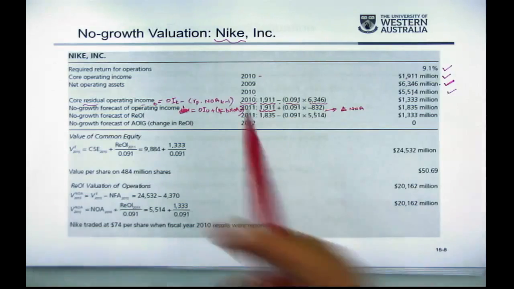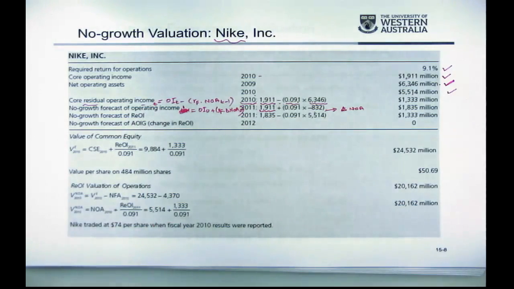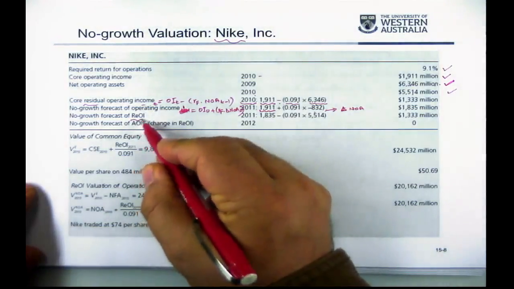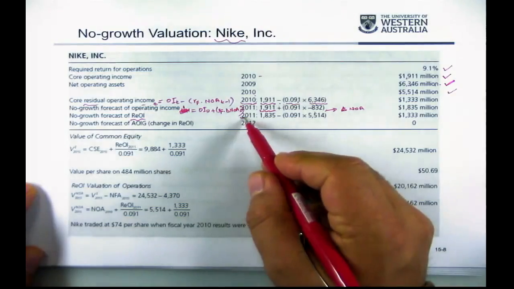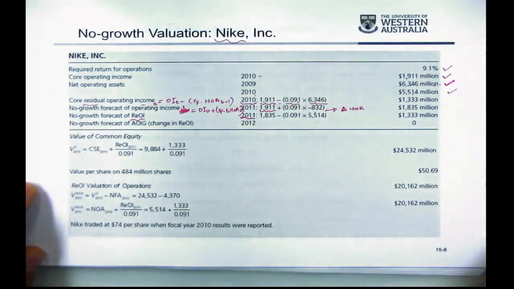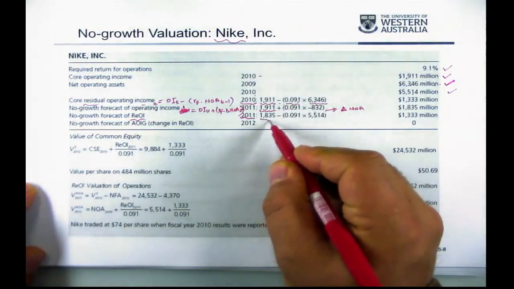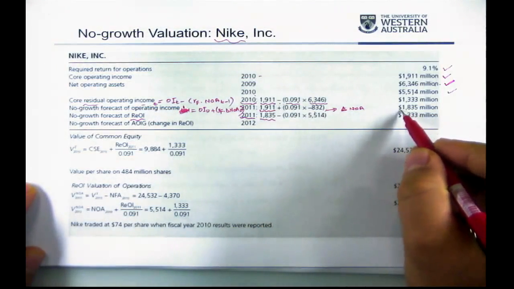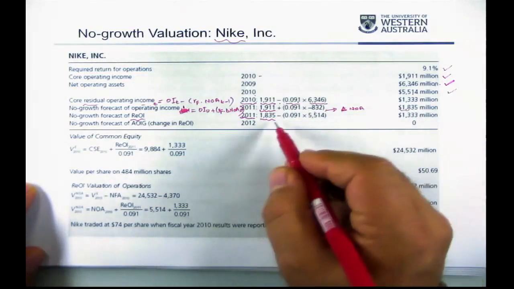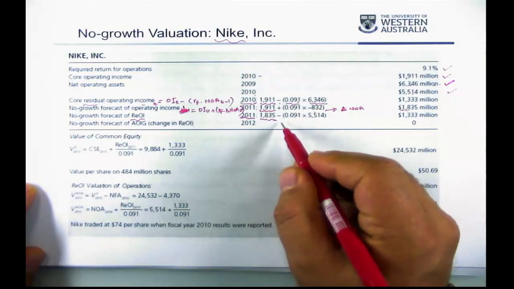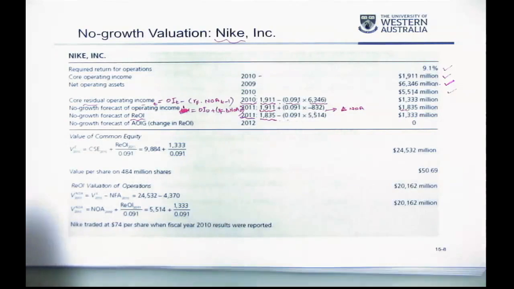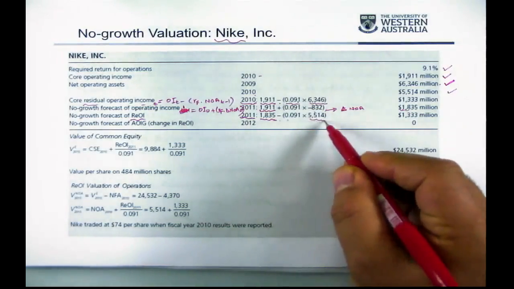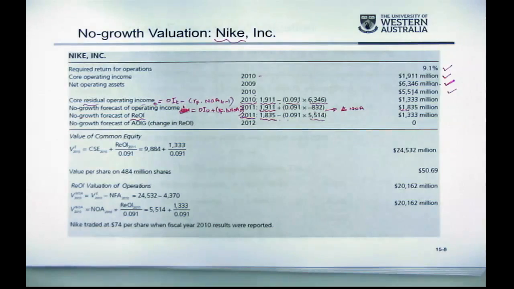Now once we have forecasted the operating income, we can easily forecast the residual operating income. The residual operating income for 2011 is equal to the forecasted operating income, calculated here, minus the product of the cost of capital and the net operating assets in 2010. Okay? We just apply the formulas, but be careful to use the correct timing.